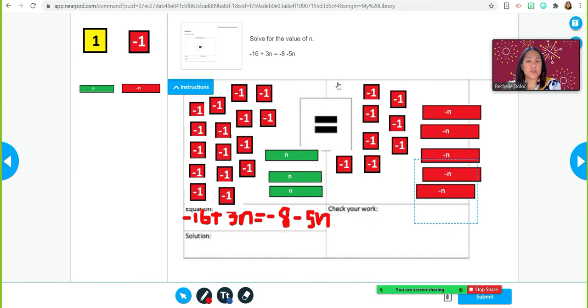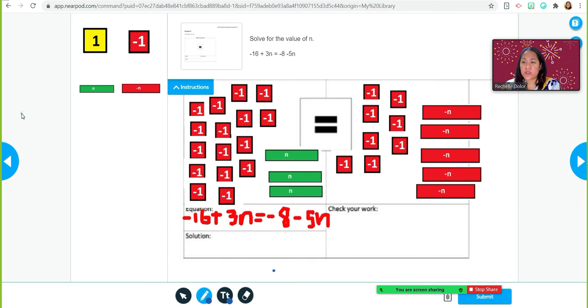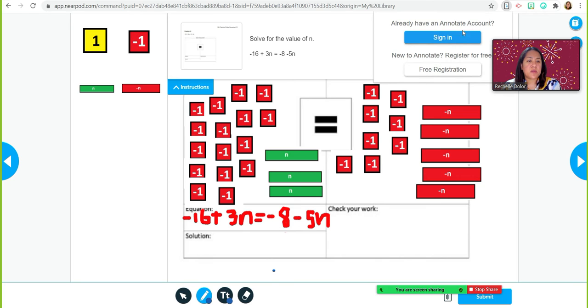Alright, let's now solve this. While I'm doing the visual, I want you to also see the algorithm of it, so that you can see when you do the zero pair and cancellation. So I'm going to write it here.